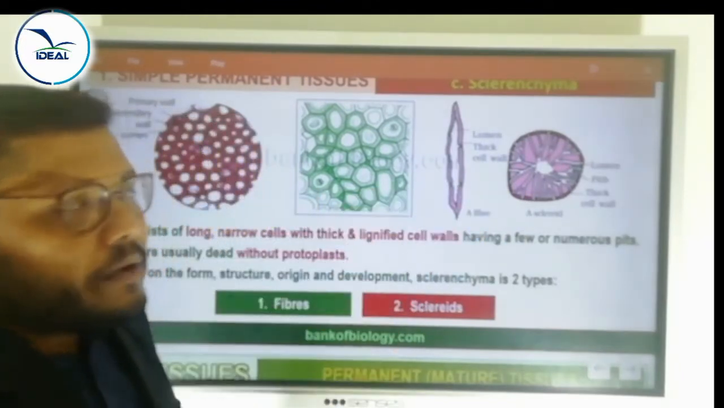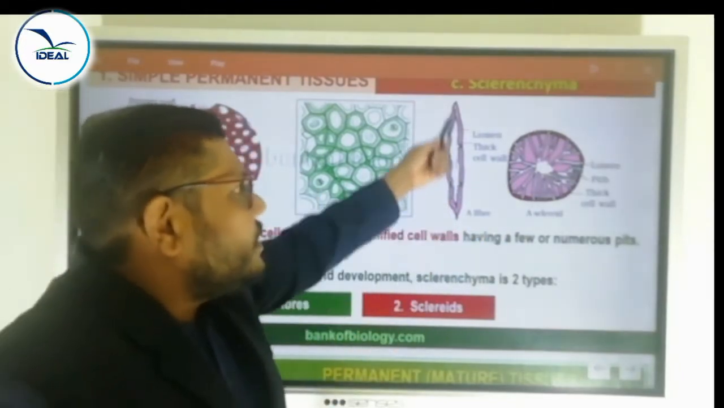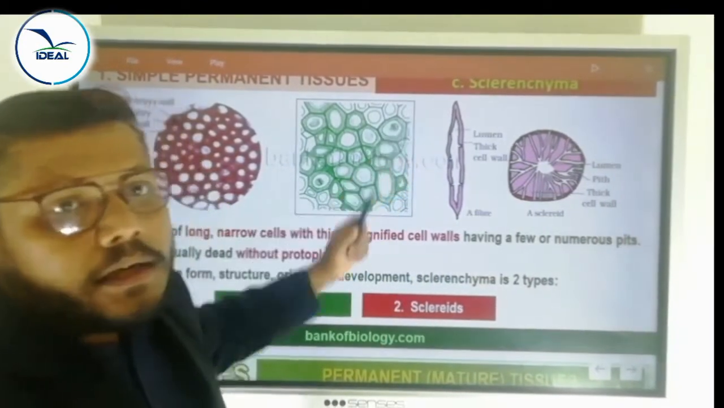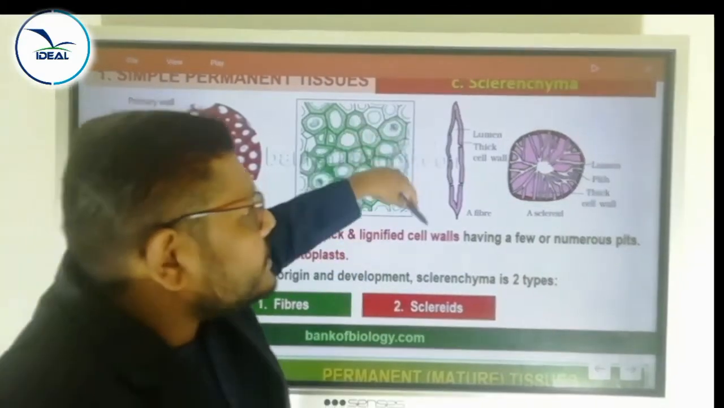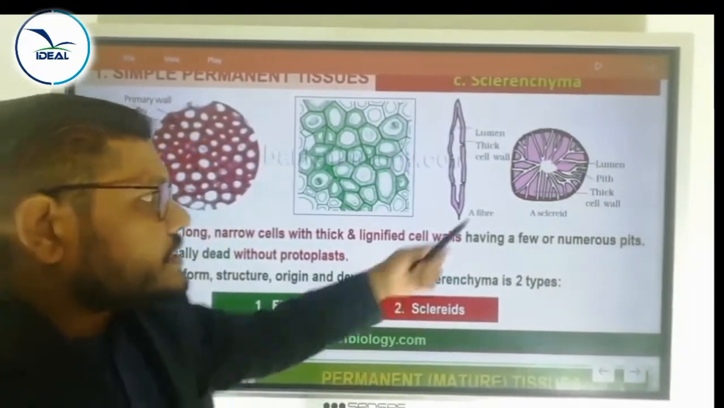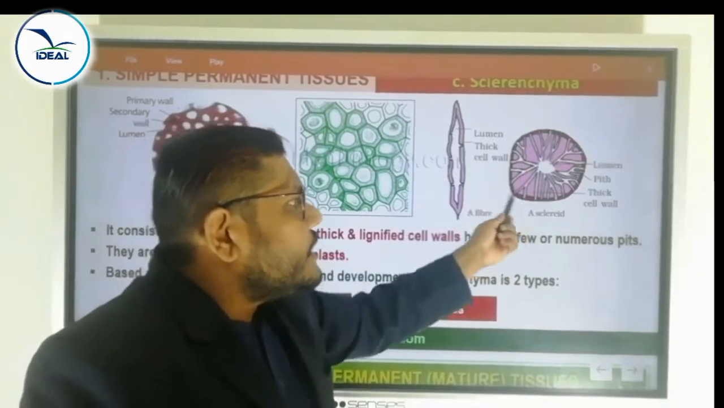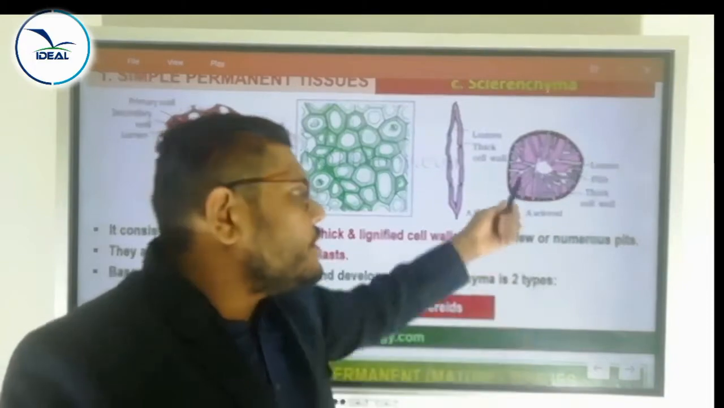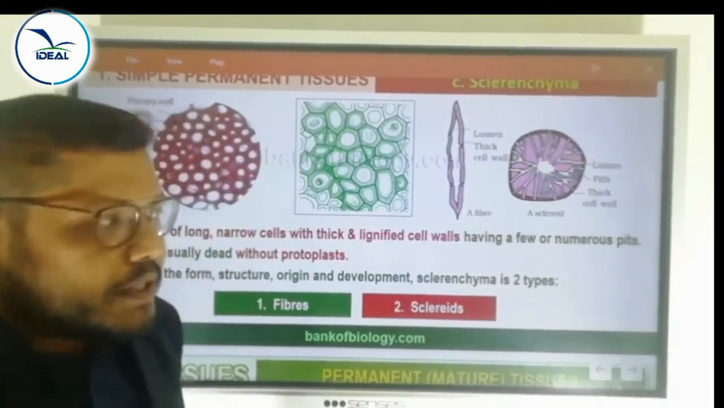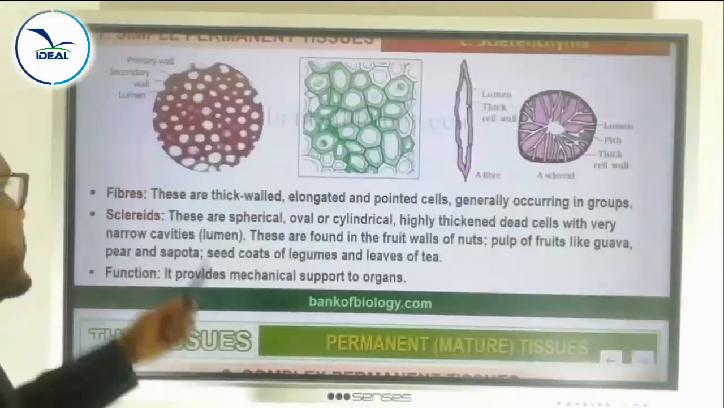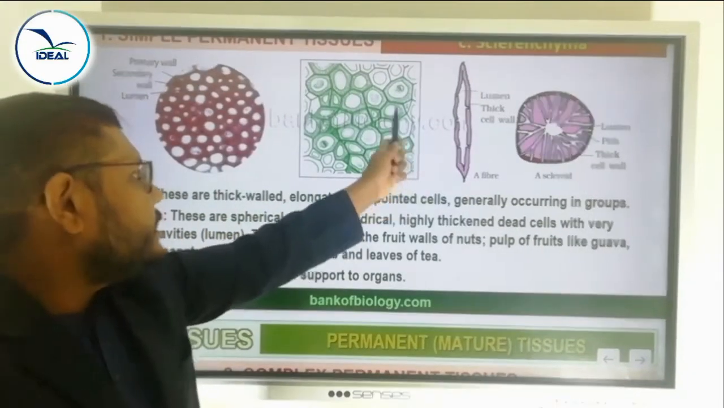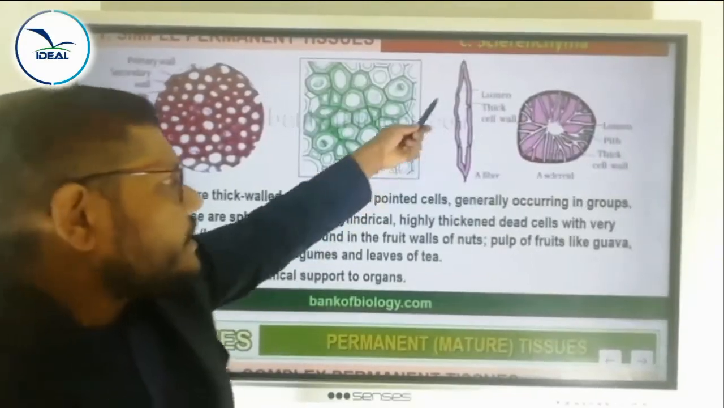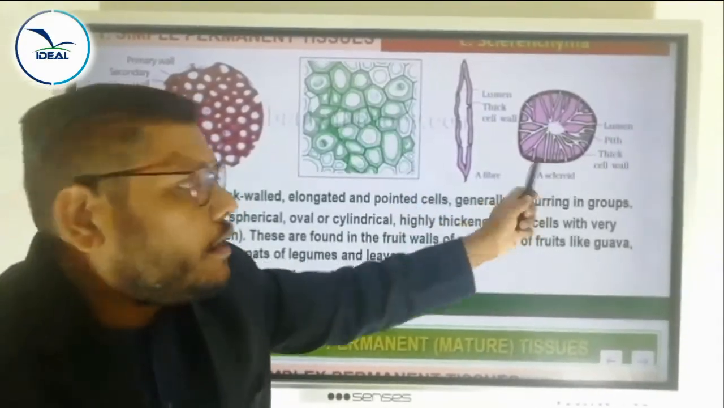If you observe the fiber, we can see that fibers are elongated, pointed structures which contain a lumen. Lumen means a large cavity. But sclereids are round or oval in shape and contain a smaller cavity, or a minute pore. First one is the fiber. Fibers have thick walls. Why are they thick? Due to the deposition of lignin. They are elongated and pointed cells that generally occur in groups.